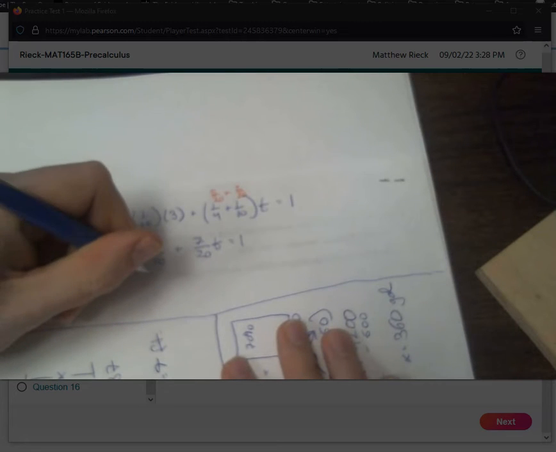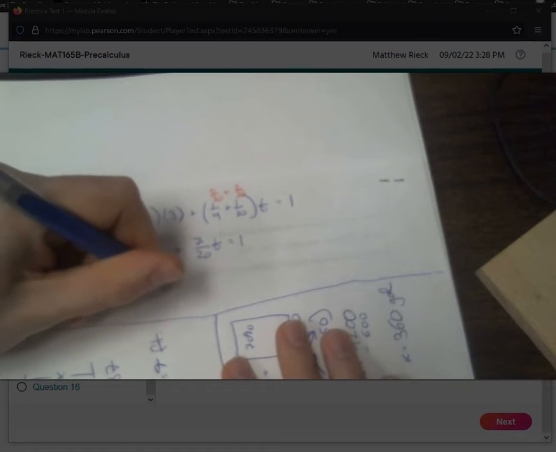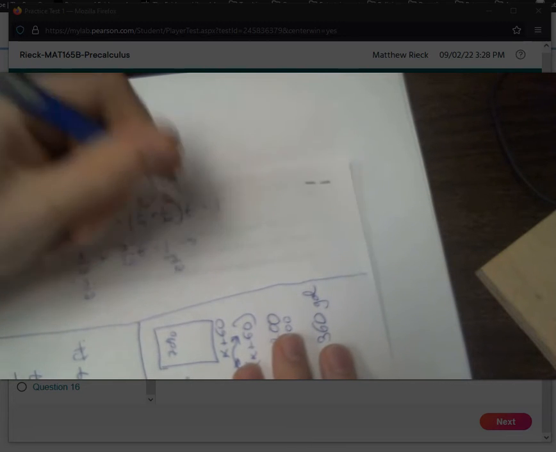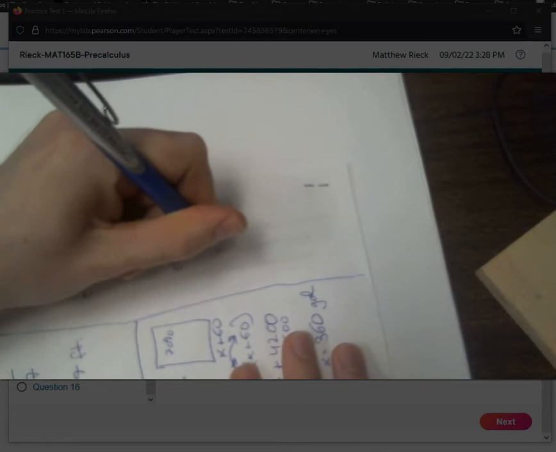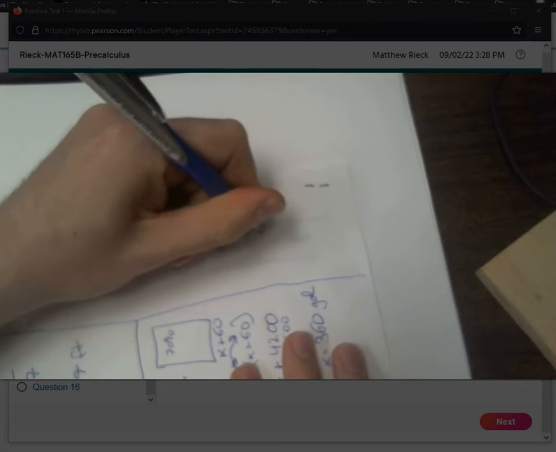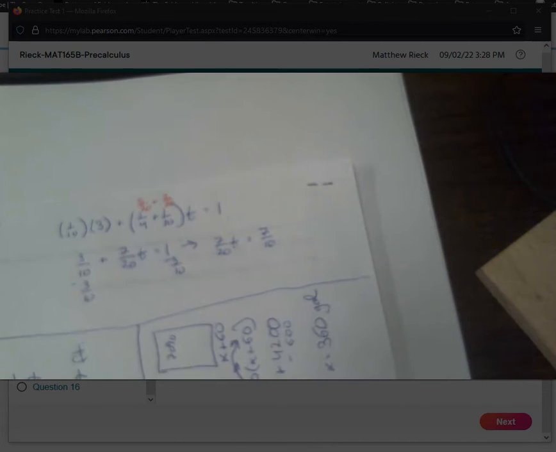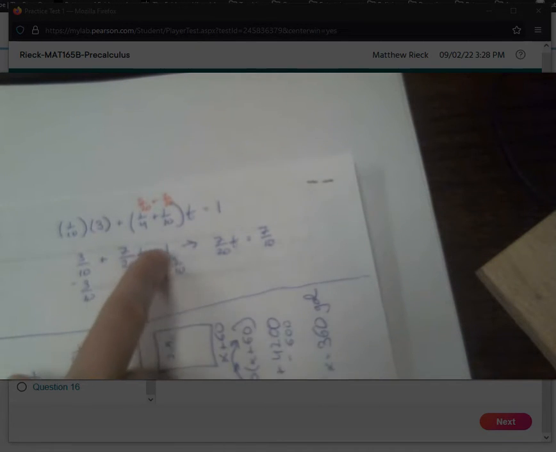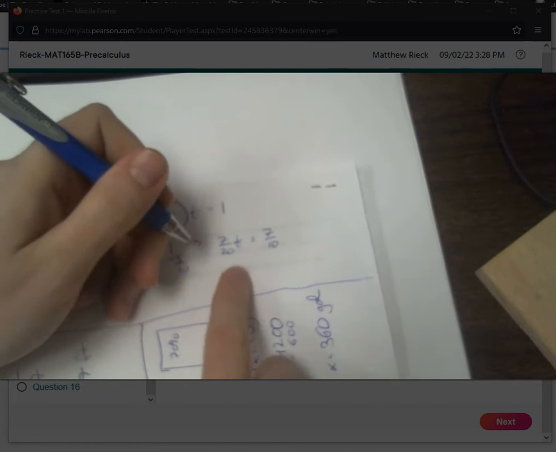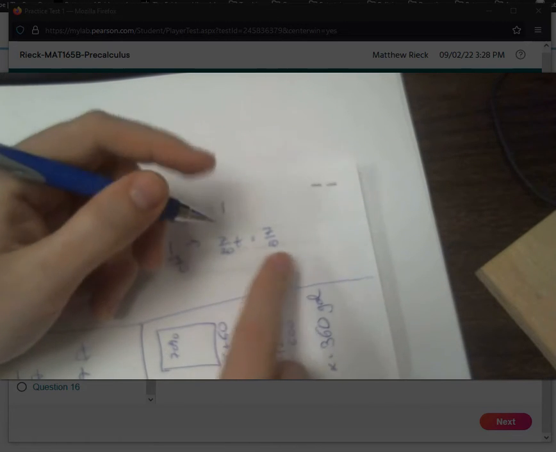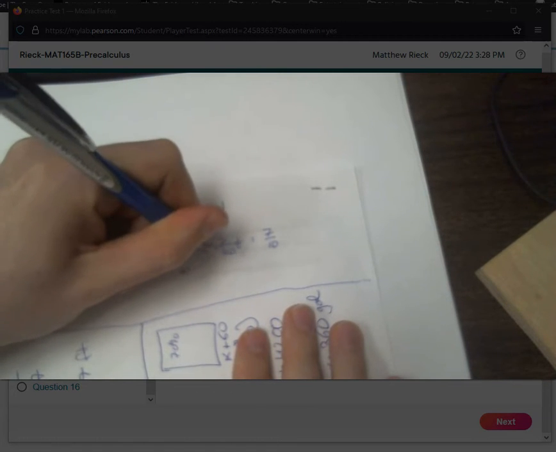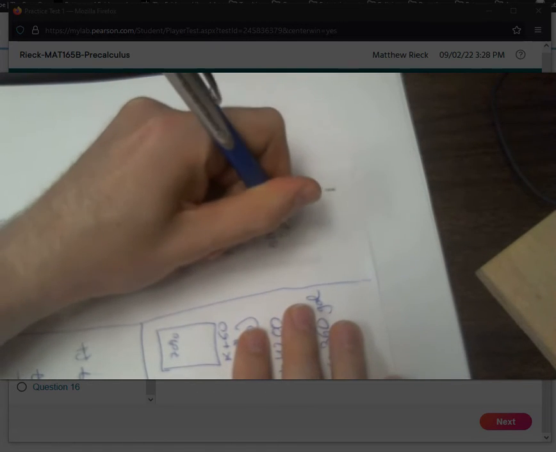Right, so again, we want to solve for t here. So we subtract 3/10. So we have 7/20 times t equals 1 minus 3/10, which is going to be 7/10, because 1 is 10/10. All right, and again, you can multiply or divide both sides by 7/20, or you can just multiply by the reciprocal. So most of the time I just multiply by the reciprocal.